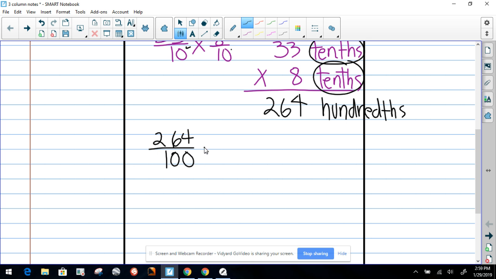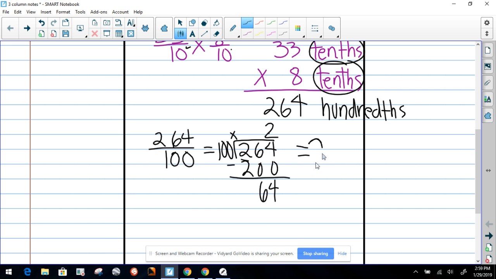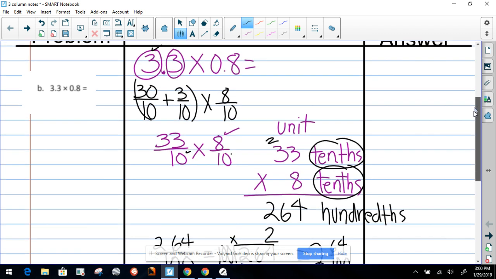Now, you know this is an improper fraction again, so you're going to grab the numerator, divide it by that denominator, and then you clearly see that there are 2 hundreds inside the 264. So the answer is 2. 2 times 100 equals 200. And your remainder should be 64. So now you know that the answer for this problem is 2 and 64 hundredths. My friends, that's how you solve this.